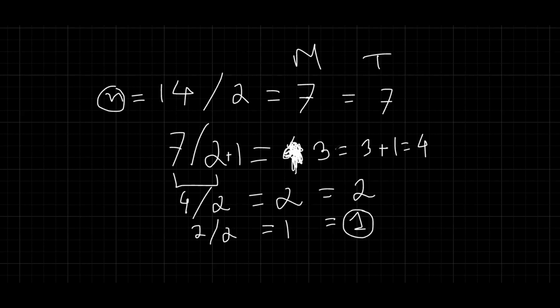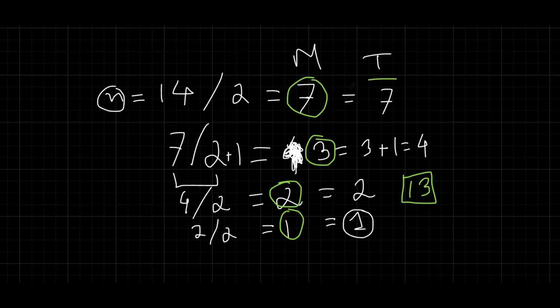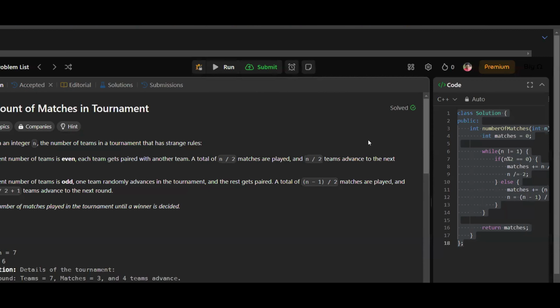Now we can see that the total number of matches played will be 7 plus 3 plus 2 plus 1, which is 13 as well. Now, this is the basic algorithm. We have to divide the n until it becomes 1 and calculate the corresponding teams in the next iteration and the corresponding matches played in the current round. I hope you understood the algorithm. Now let's move on to the code.